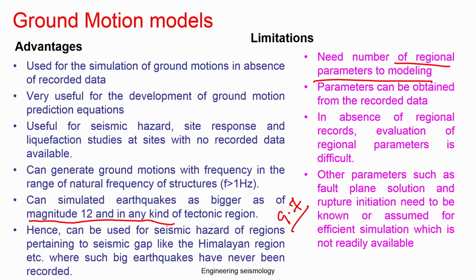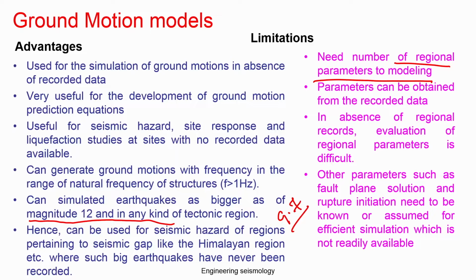But the fault plane solution, what type of fault it is. If there is no big earthquake on that particular fault, it may be difficult to get a fault plane solution. Second, where the rupture starts, how it initiates, and how it propagates. That data is also difficult. If you assume this information without detail, you will end up with the wrong simulation of the ground motion data. Anyway, as of now, this is the only way you can get simulated data.